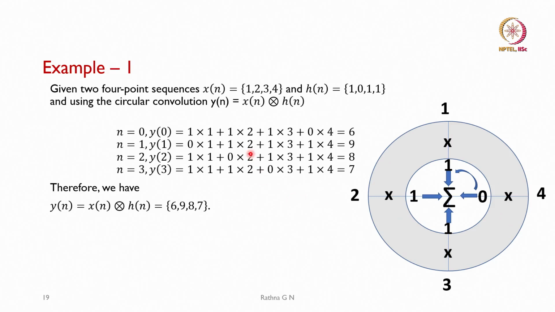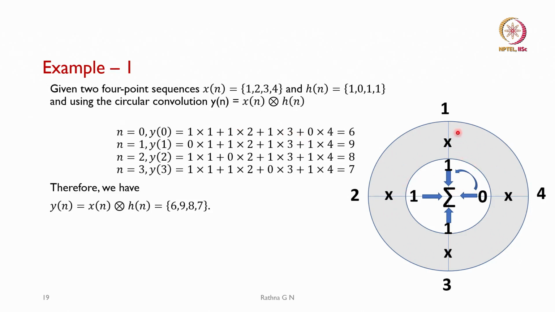So, as an example, as I have been mentioning, x of n is given as 1, 2, 3, 4 and h of n is 1, 0, 1, 1. In this case, as you can see, both are of the same length. We will do the circular convolution. The steps have been written here. Now we will see how to arrive at the steps using our concentric circles.